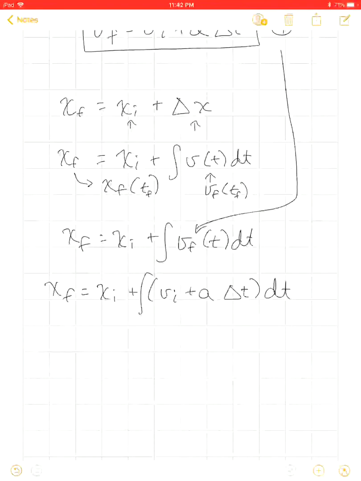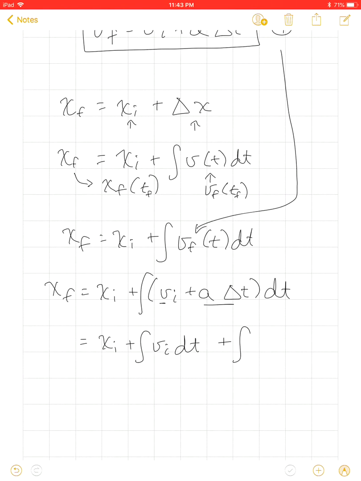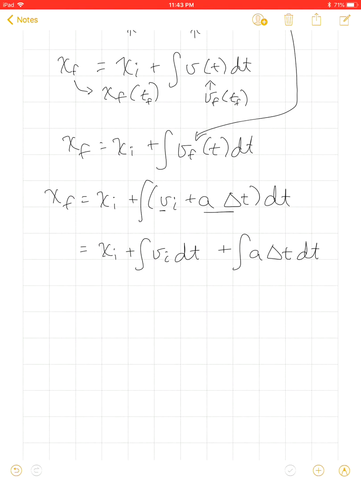Now when you get into calculus, what you'll find is that these two are considered kind of separate functions, so we can actually integrate them separately. So I'm going to break those up into separate integrals. So I've got the integral of the initial velocity dt plus the integral of a delta t dt. Okay, this is going to be the same.